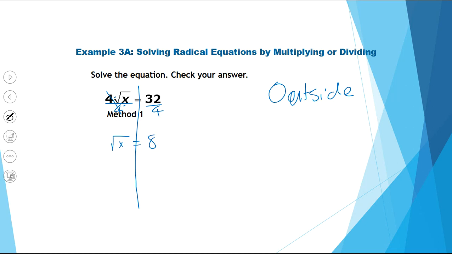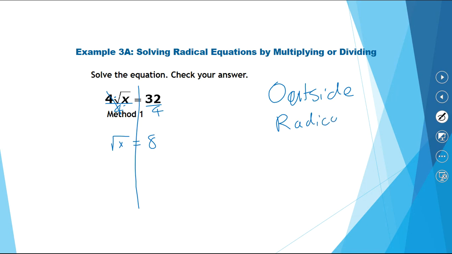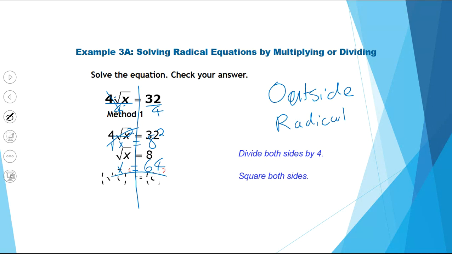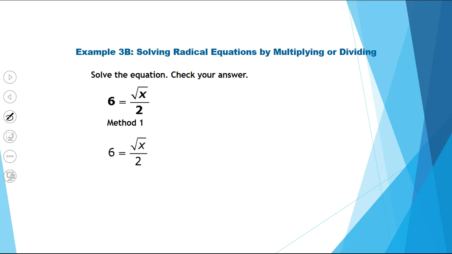Right? And now there's nothing left outside the radical, so let's take care of the radical itself. So I'll square the radical to remove it, and I'll have x equal to 64. There's nothing left to do. I have my answer. Again, you can plug it in to see that it does work. I'm going to go ahead and skip that for now.